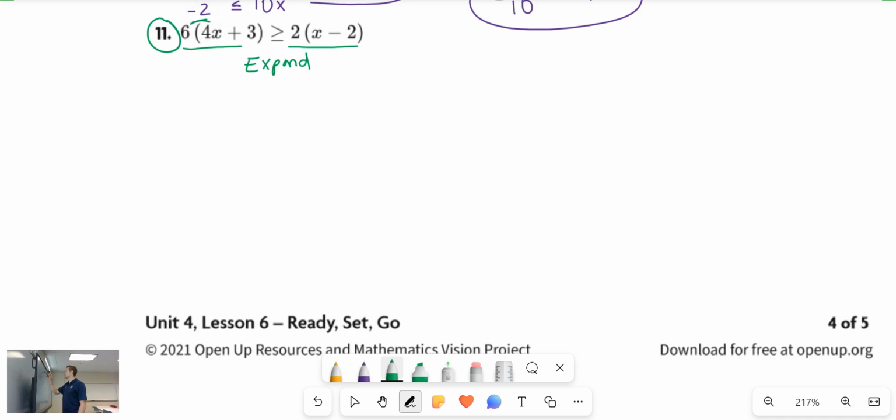Expand both sides, which means we're doing that on both sides. So on the left side, we're going to have 24x plus 18 is greater than or equal to 2x minus 4. All right, that's what we get. And let's make the x's go to the left and the numbers go to the right. So x is to the left, minus 2x from both sides.